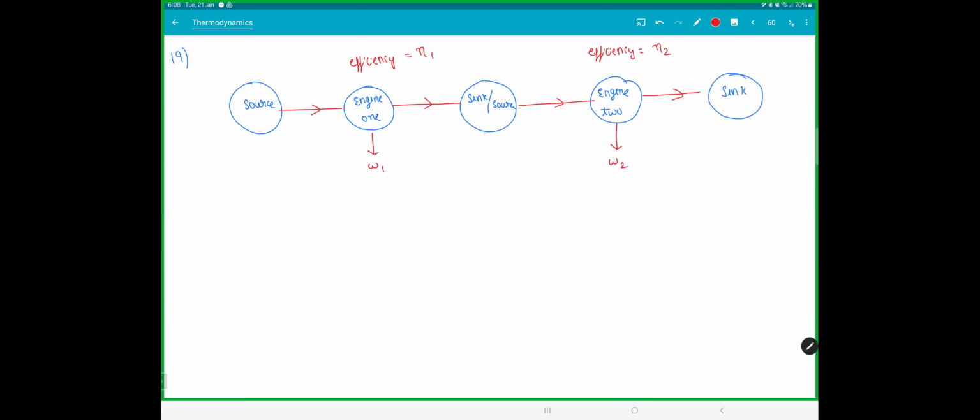You're getting it? Just to give an example, let's say the source temperature is 500 Kelvin, this is 300 Kelvin, and maybe this is like 250 Kelvin. So the last engine won't give you as much work as the initial one, but it works. Actually, they do this in the power plant, and the efficiency increases by 4 to 5%. So now, find the efficiency of the whole cycle. If the first engine's efficiency is eta 1 and the second engine's efficiency is eta 2, find the efficiency of the combination of these two engines.